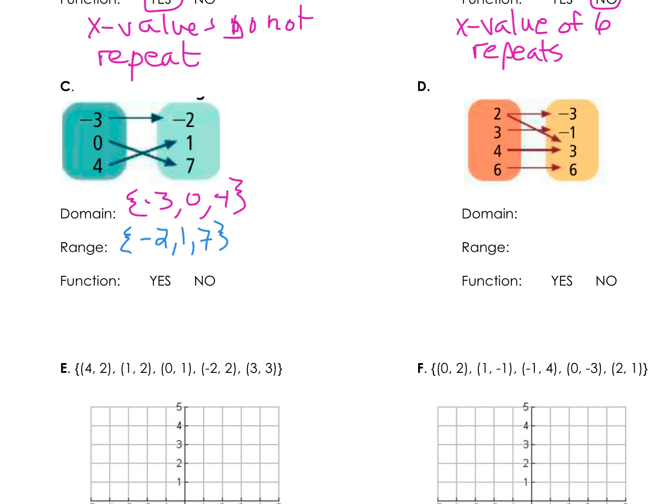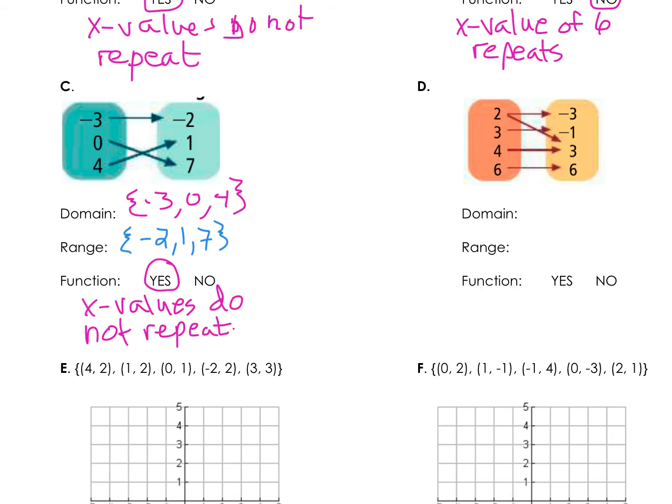Okay, so based upon this, you're going to determine if it's a function by looking at the arrows. There is only one arrow leaving each of these x's, so what that implies is that this is a function because the x values do not repeat.